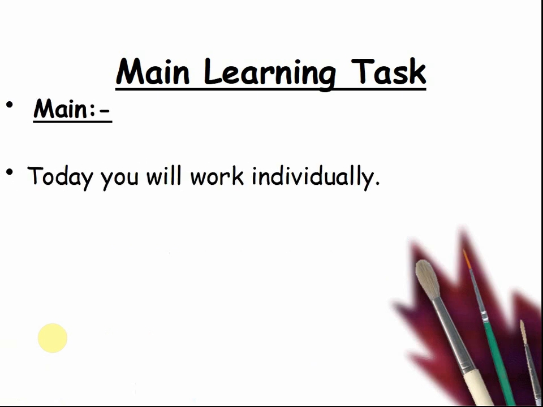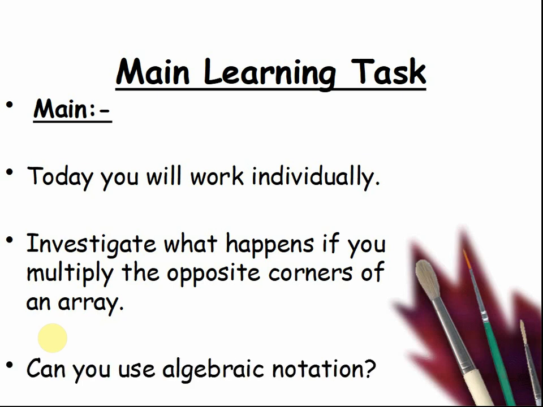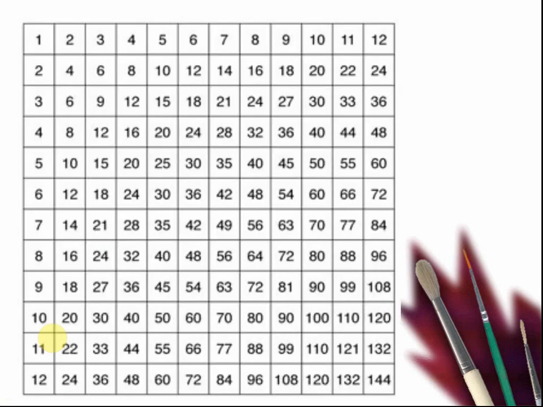Main. Today we'll work individually. Investigate what happens if you multiply the opposite corners of an array. Can you use algebraic notation? Here is an interesting array. What do you notice about it? Pause the video and investigate these arrays.